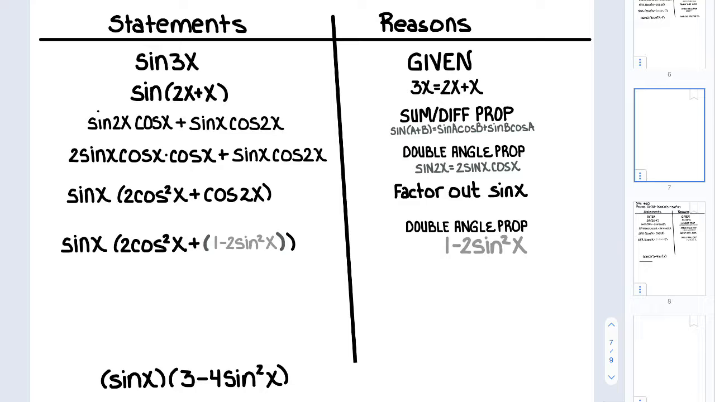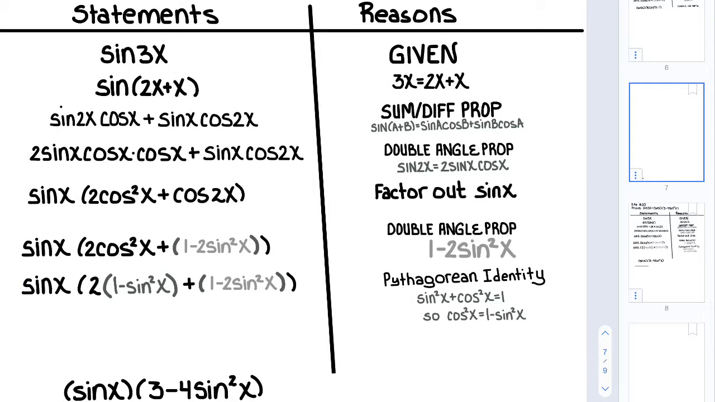Continuing to look at my final statement and my sixth statement, I notice that my sixth statement has a cosine squared of x, yet my final statement has nothing but the sine of x. So I'm going to need to also replace the cosine squared of x with something that contains just sine. I'm going to use a Pythagorean identity.